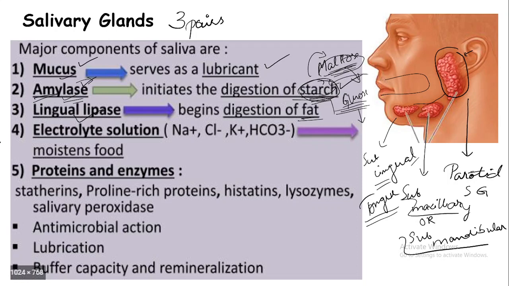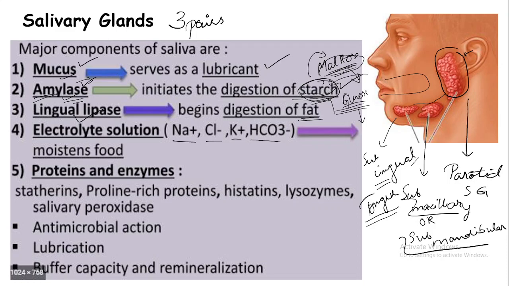Next, we have the electrolyte solution that includes sodium ions, calcium ions, potassium ions, and bicarbonates. All these inorganic ions or electrolytes help in mixing of the food and moistening of the food, and ultimately they help in formation of the bolus.